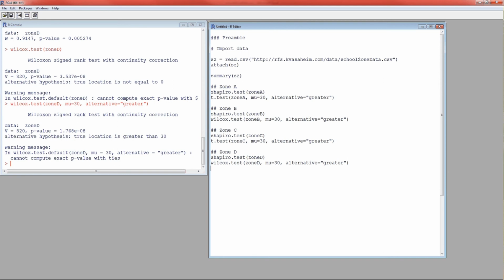P-value is 1.768 times 10 to the negative 8th. Because p is less than alpha, we reject the null hypothesis, and conclude that the average speed through zone D is greater than 30 miles per hour. Okay, so what we did is we tested whether or not the means were less than or equal to 30. That's only half of the question, really. Something that is more interesting is, okay, we know that it's greater than 30. We've concluded that in all three, but what is it? Can we get a confidence interval on those average speeds? So let's do that next.